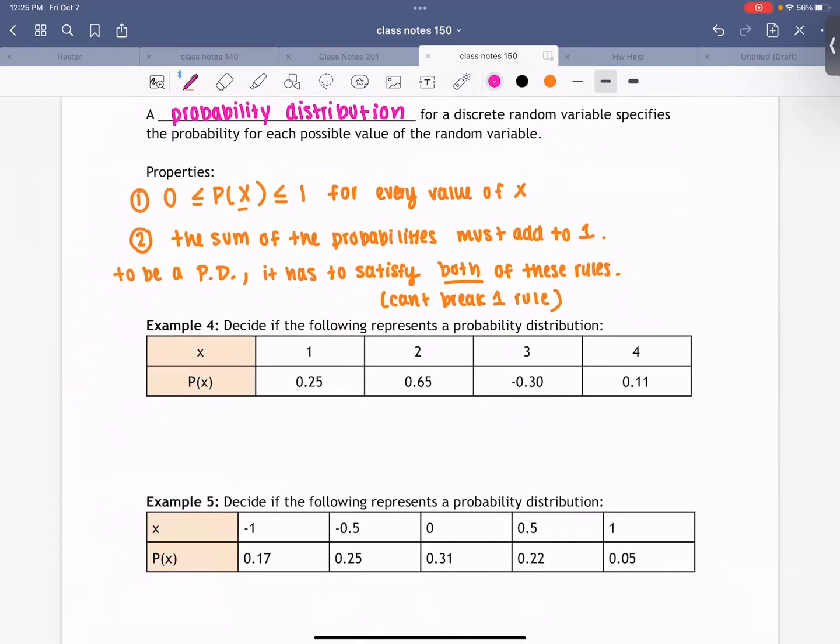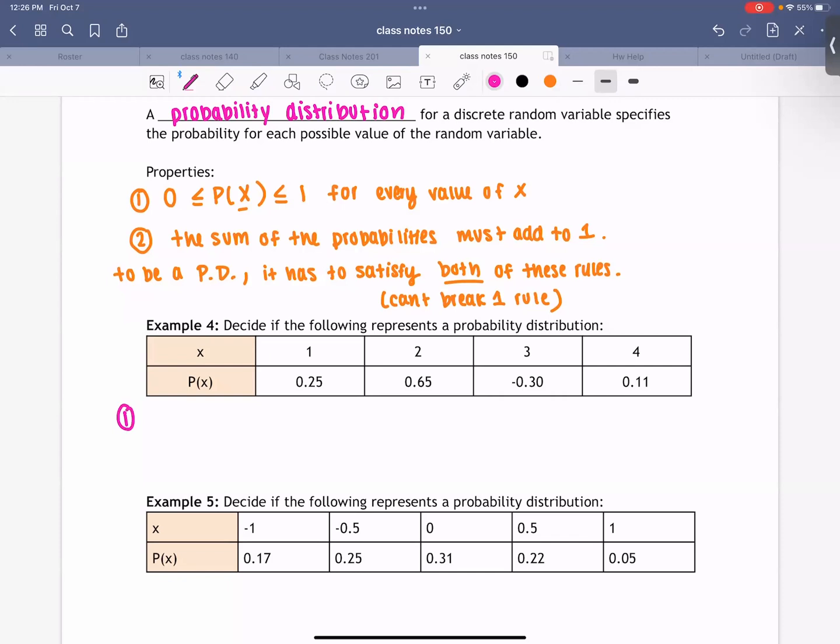All right, let's do an example and take this abstract concept that I wrote down and turn it into something that can be applied. Here we have a probability distribution. Up top, we have all the different outcomes. So we can have a 1, a 2, a 3, or 4. And below, we have the probability of 1 happening, a probability of 2, a probability of 3, and 4. Let's check our first property and see if this is a probability distribution.